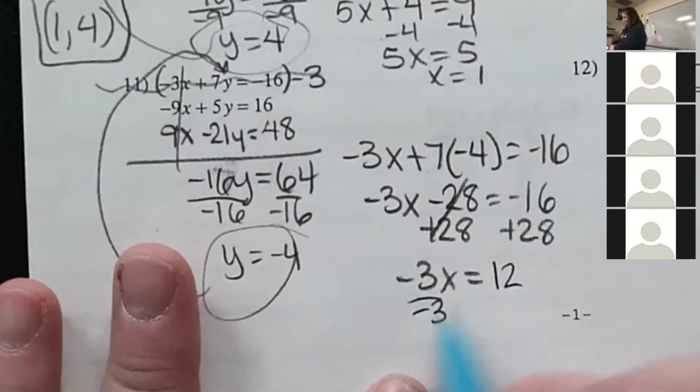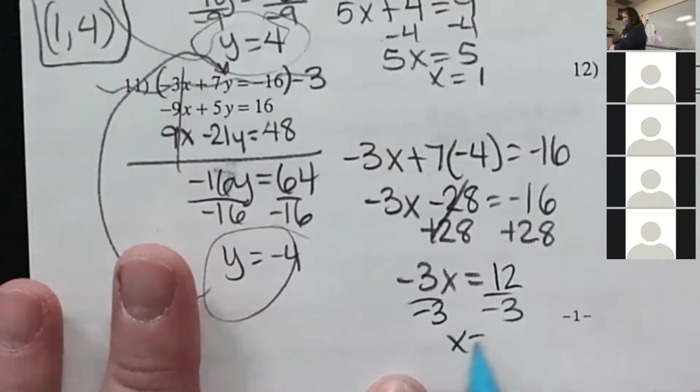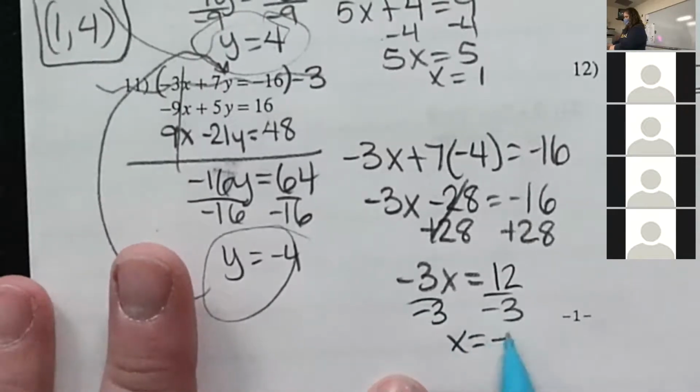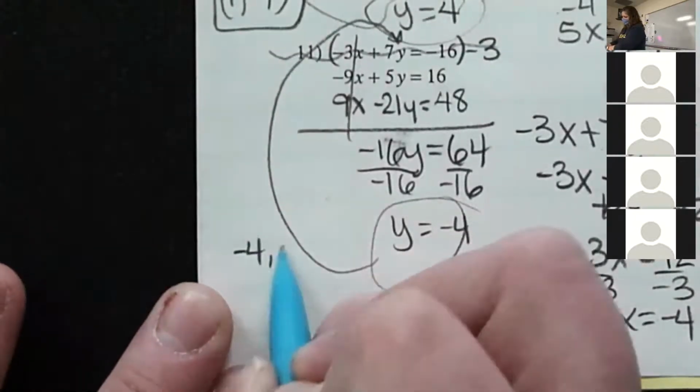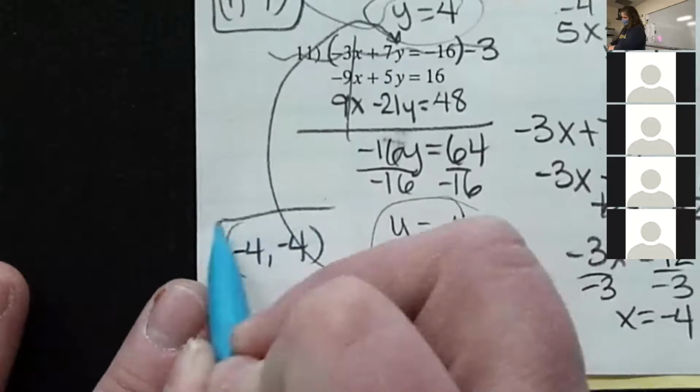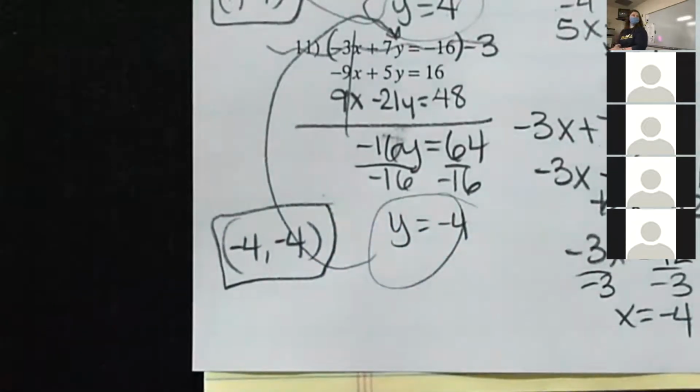Divide by -3. X is -4. Don't forget your signs. So -4, -4. X comma y. In this case, they are the same number.